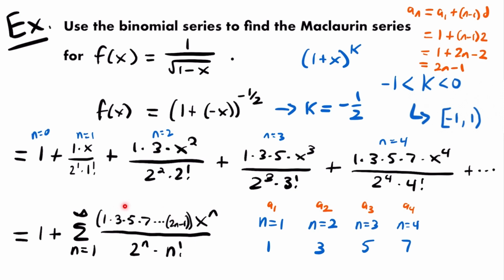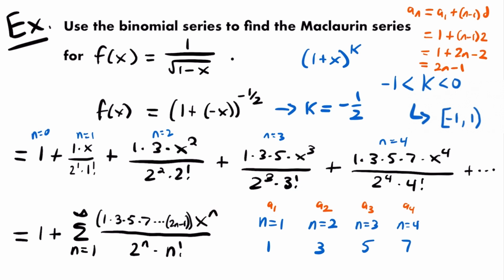Now what this says is that for the terms of our series, we will multiply the odd numbers, 1 times 3 times 5 times 7, up until 2n minus 1. And that is dependent on the value of n. So that is how we represent those coefficients, those values in the numerator that are being multiplied by x to the power of n.